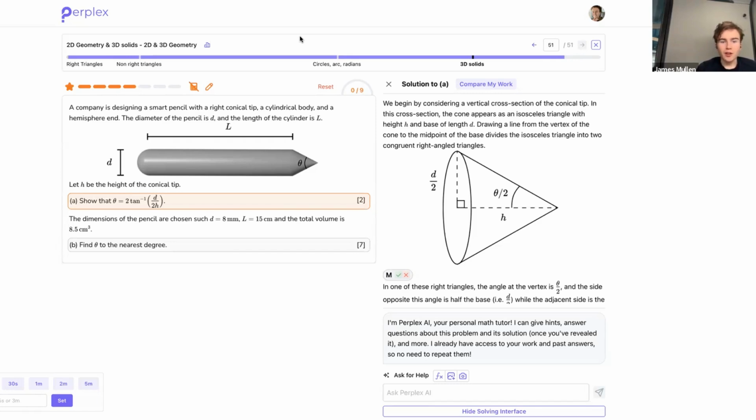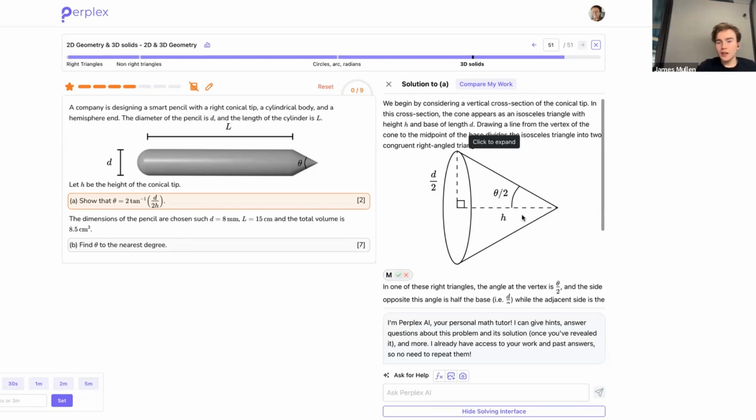h is the height of the conical tip. So it's this distance here from the conical tip to the base of the cone where the cylinder starts. And in part A, we're trying to show that theta, which is the angle at the tip of the cone, is equal to 2 times the inverse tan of d over 2h. To do that, I want you to think about this diagram of the cone over here. If I draw the height of the cone, dividing the angle into 2 parts, so I have theta over 2, and also the diameter into 2 parts to give a radius, which is d over 2, and I label h as the height of the triangle.